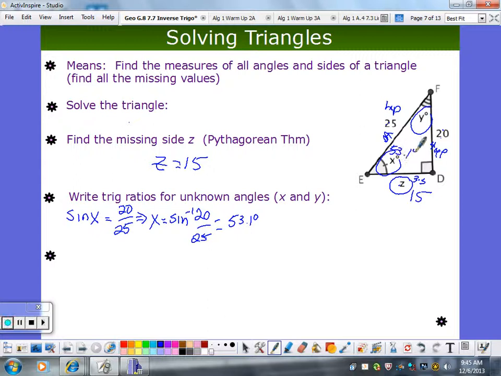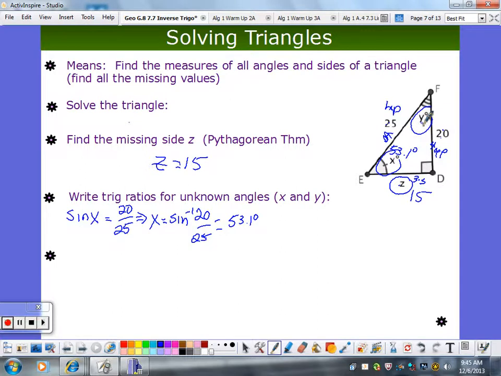Now, is there a quick and dirty way I can find y once I know that? Yeah, how? Triangle sum theorem, or even the corollary to the triangle sum theorem. Remember what that is? These two add to 90. So can I do 90 minus 53.1? Sure. Why am I not doing that? In case I made a mistake. I'm telling you, I make mistakes all the time. You might too, I don't know.